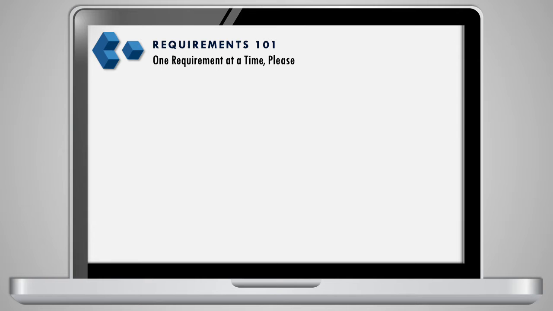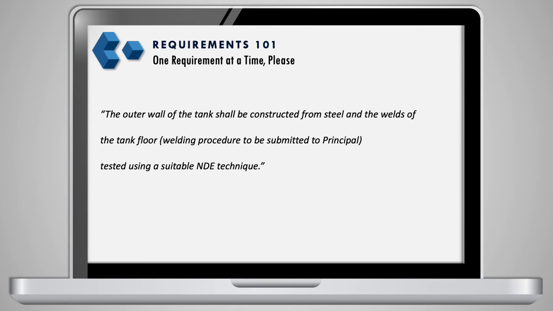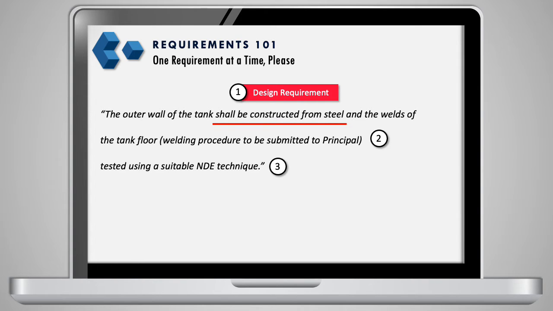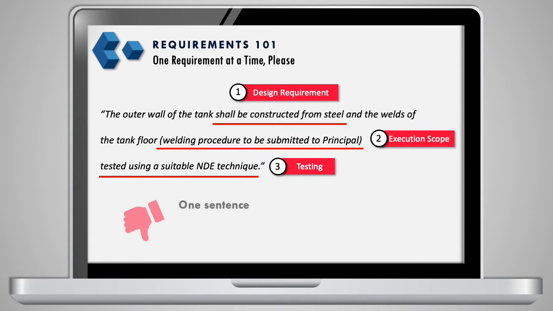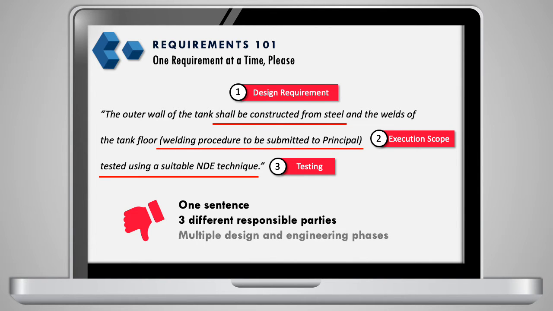Let's take a look at an example. How many requirements do you see expressed in this statement? There are 3 separate requirements in this statement, all of poor quality. One is a design requirement, the other deals not with design but execution scope, and the final requirement actually concerns testing. One sentence, but 3 different responsible parties and covering multiple design and engineering phases. This is a failed requirement.